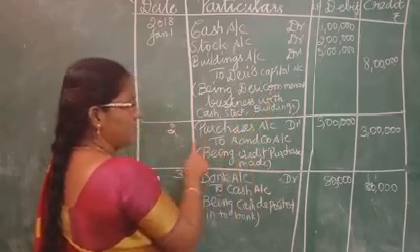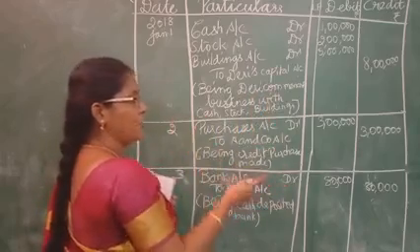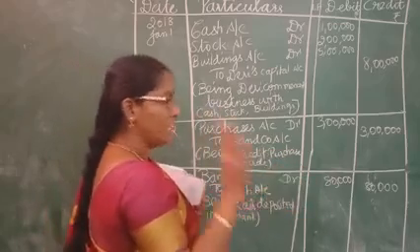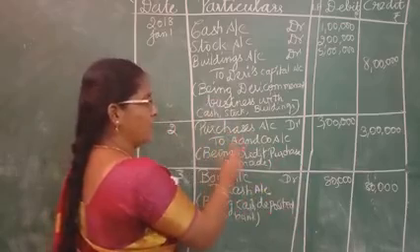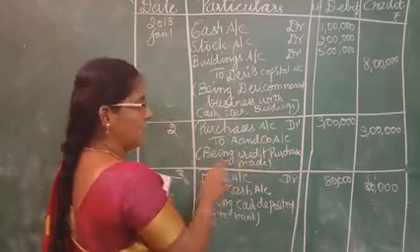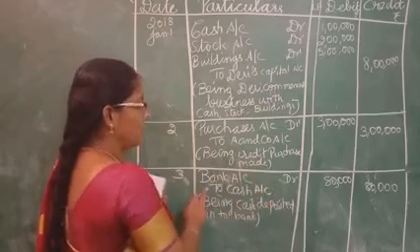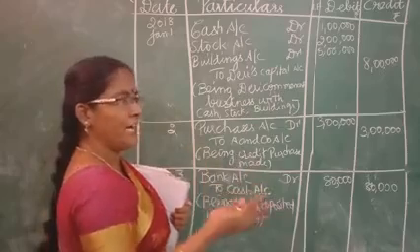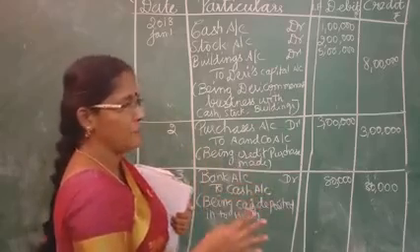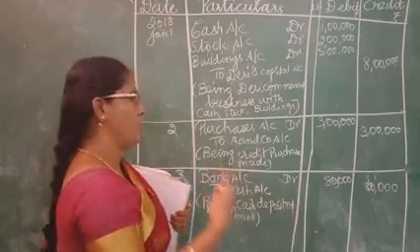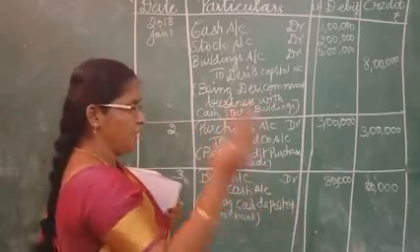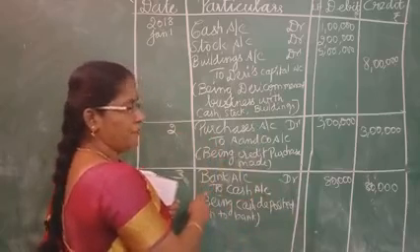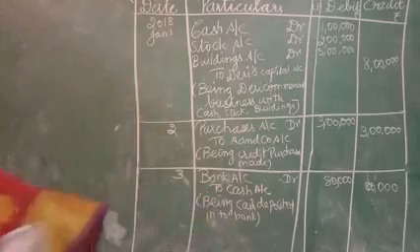Next transaction, purchased from A and Co on credit. A and Co is named, which means credit purchase. So purchases account debit to A and Co, being credit purchase made. Then the next transaction: much cash is in the business premises, so some cash we want to safeguard, so we are depositing the cash into the bank. So bank account debit to cash account. Let us see the remaining.